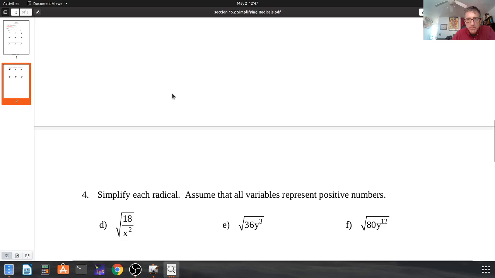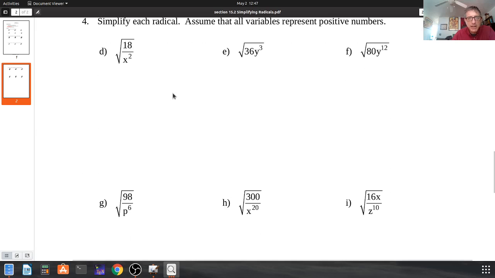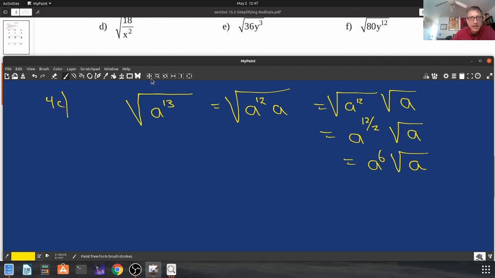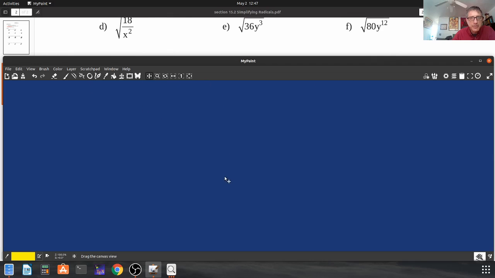I think we have some more on the next page. Okay, so we're mixing them all up now. So let's do the first one. For D, square root of 18 over x squared.